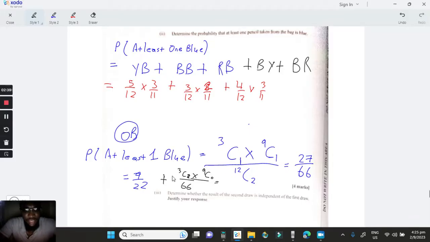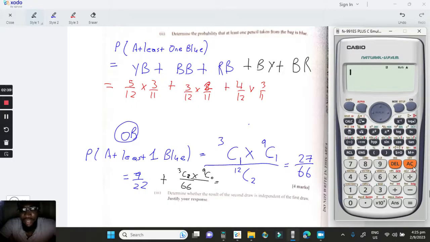So let me just finish this way and then write the answer for you. I hope it's clear. I'm going to turn on the light because it's getting a little dark for me. So, fraction button. This is now 3 choose 2, the numerator, times, of course, 9 choose 0, over 66. I didn't close the bracket.